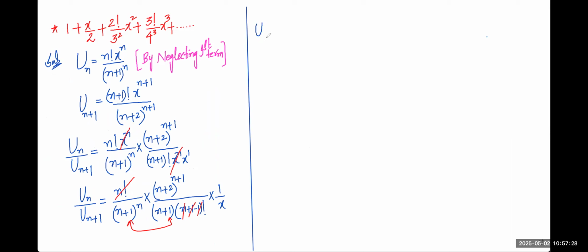Un by un plus 1 is equal to 1 by x. Here I'll write it: n plus 2 raised to the power of n plus 1 divided by n plus 1. Bases are equal, powers should be added. Take it as equation number 1. Now take n common and cancel.